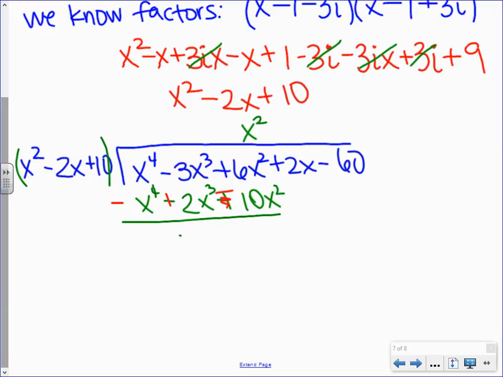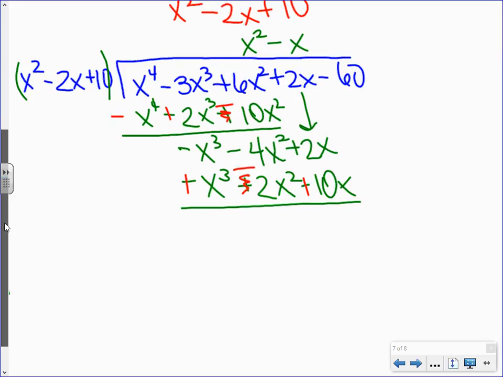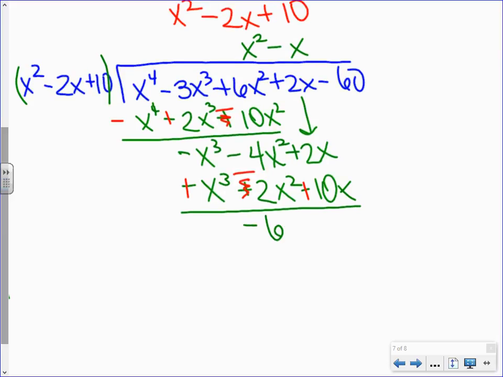Okay. So we are left with what? I need your help. Negative x cubed, right? Plus 2x. Okay. X squared times what is negative x cubed? Negative x. It's working out nice. So x times negative x, negative 2x times negative x, and 10 times negative x. Remember, we are subtracting, so at this point we can make signs opposite. And we are left with negative 6x squared plus 12x minus 60.